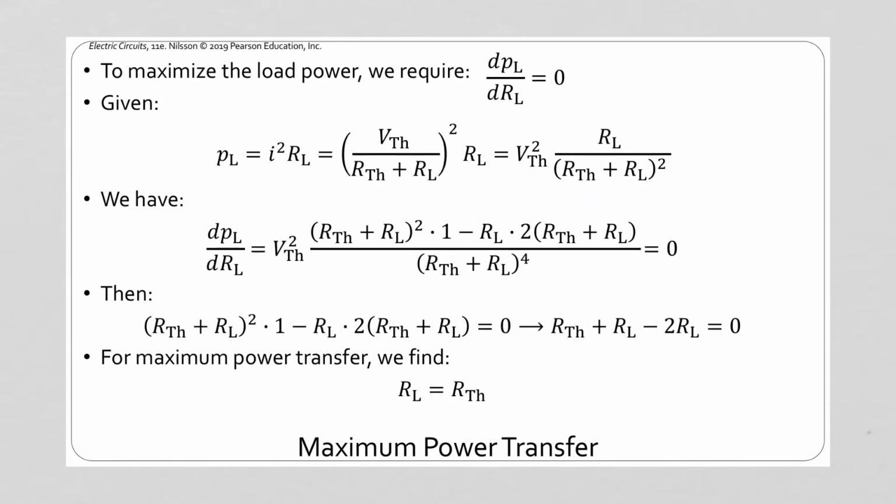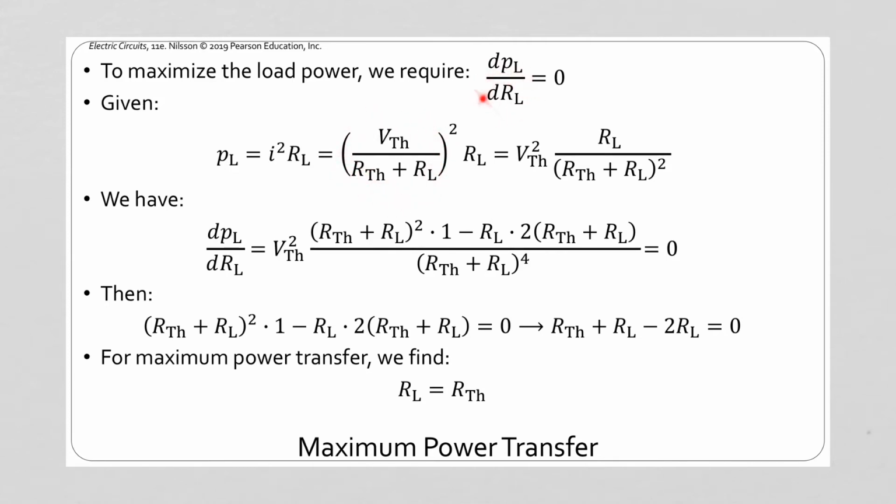If we want to maximize a function, the way we do that is by taking the derivative of that function and setting it equal to 0. Recall this is the equation that we just had for the power delivered to the load. Power is I squared R, and this was our equation for the current I passing through the load.